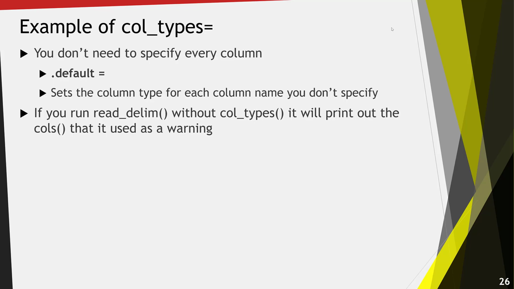You don't need to specify every column in a col types function. If you use .default and set that to a column type, R is going to use that data type for every column whose type you don't explicitly specify. And a reminder, if you run read-delim without specifying col types, it will print out the col specification that it used as the warning message.